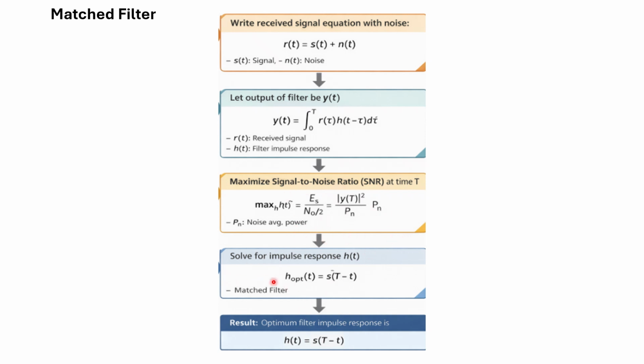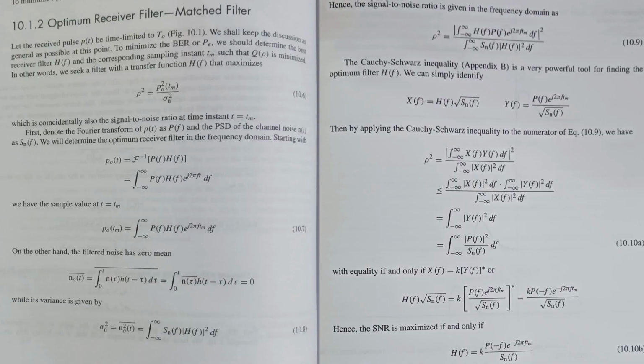And corresponding to that, what is the possible impulse response? That is the transfer function. So we will get it, and in the time domain also you can find it. So these are the steps. So let's see here. That is also called the optimum receiver filter, or matched filter, right?